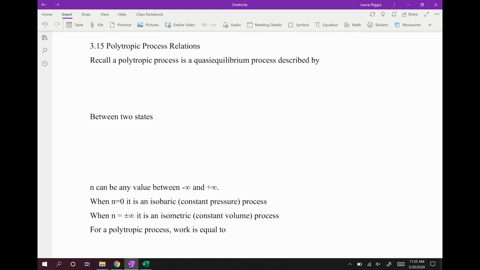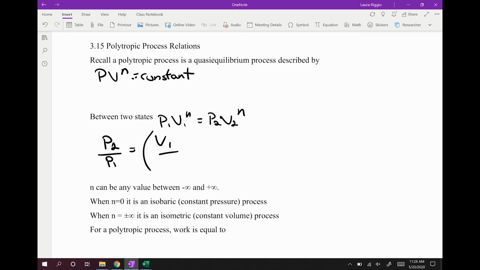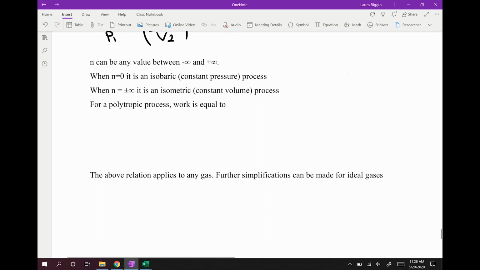In this lecture, we're going to go over the polytropic process relationships for ideal gases. If we recall, a polytropic process is PV^n equal to a constant. In between two states, we have P1 V1^n equals P2 V2^n, or P2 over P1 is equal to (V1 over V2)^n. N can have any value between negative and positive infinity.